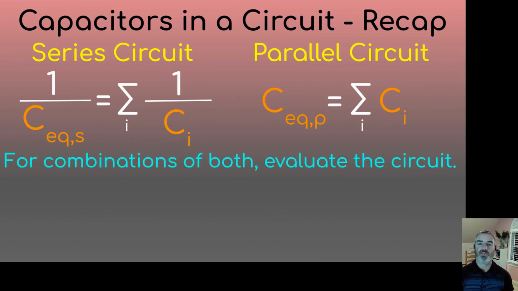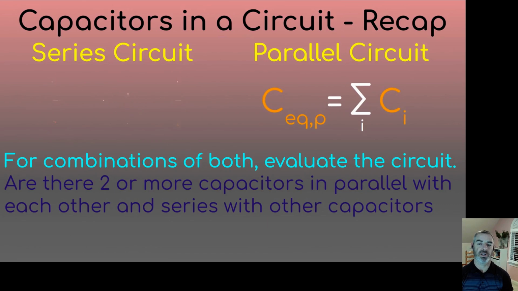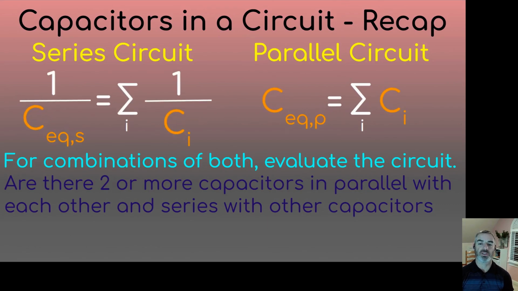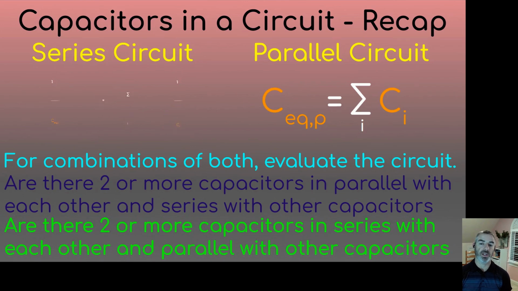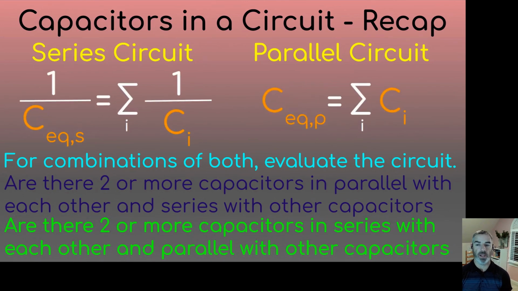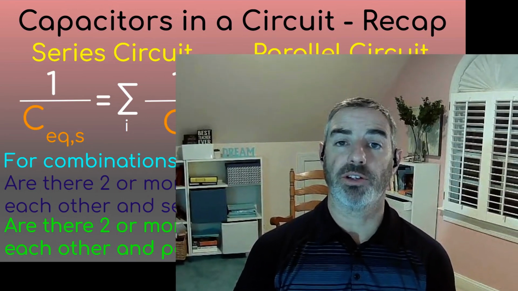So what we're going to do first is find the combinations for both. We evaluate the circuit, and if there are 2 or more capacitors in parallel with each other, and then one that's in series, we use the parallel, then the series. Now, when we diagnose the circuit and we determine that there are 2 or more capacitors in series with each other, and then a singular one in parallel with those, we use the series equation first and then the parallel equation. So this was an introduction to capacitors in a circuit.